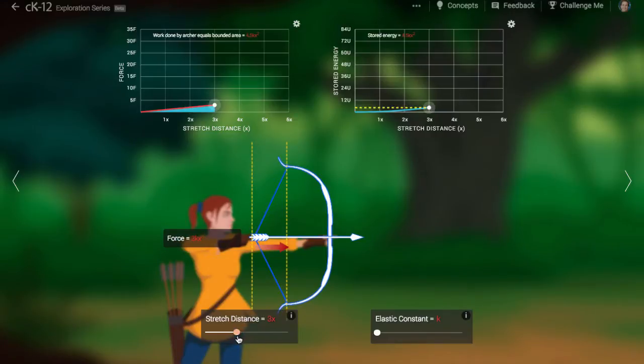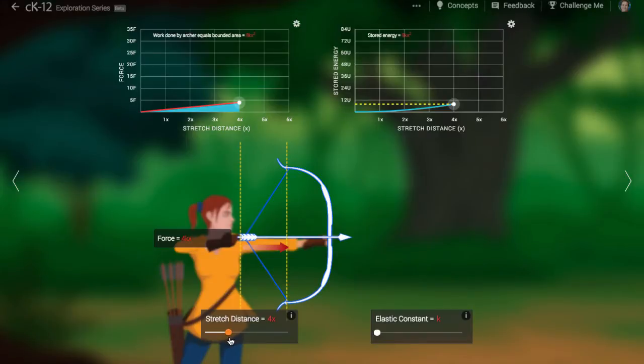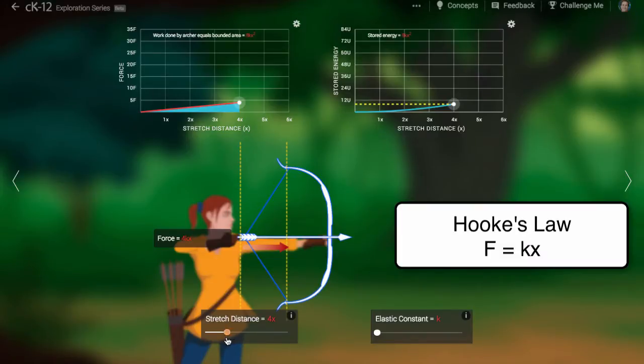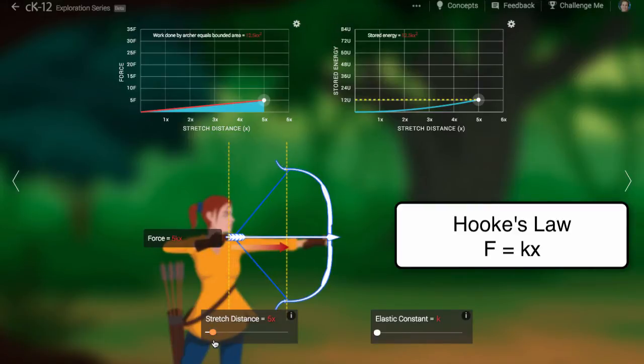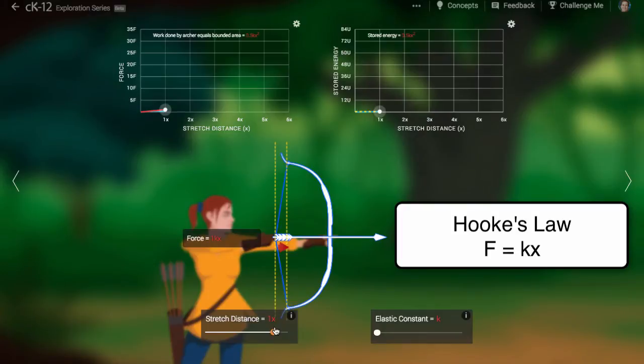The equation, attributed to the 17th century scientist Robert Hooke, is simple. The force required to pull back a distance x is equal to a constant k times the distance. In other words, F equals k times x. k is called the elastic constant. The higher k is, the stiffer the spring.